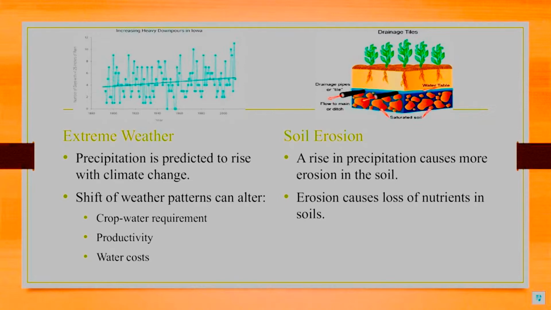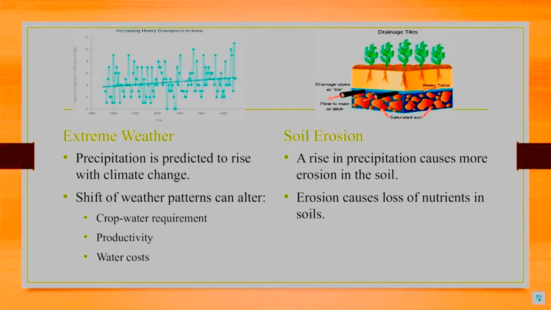Extreme weather. Precipitation is predicted to rise with climate change in certain areas, and it is predicted to fall in other areas, causing more droughts. The shifts of weather patterns can alter our crop water requirement. Crops will either need more water or less water depending on where they're at, meaning that our water costs would go up for those places in droughts, and our productivity will also go down if we have too much water in one spot, meaning the crops will get too much and possibly drown and fail.